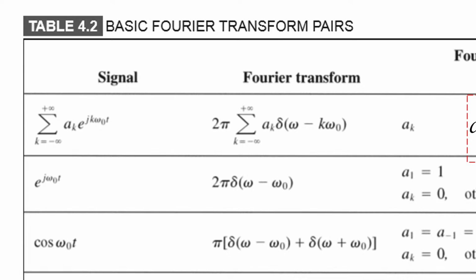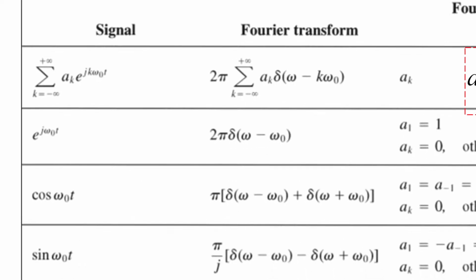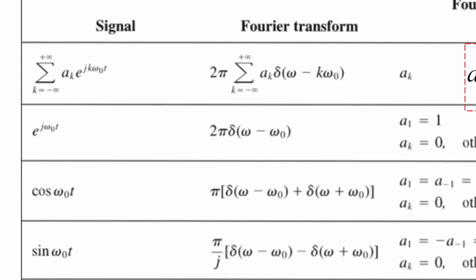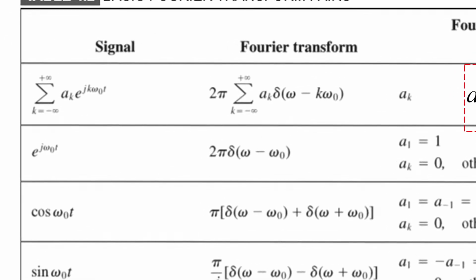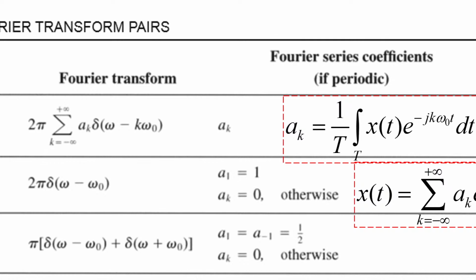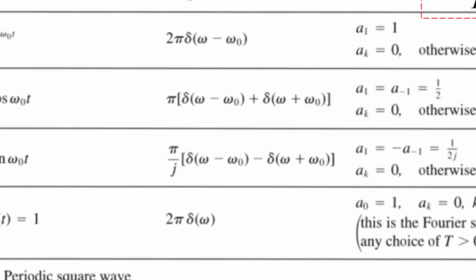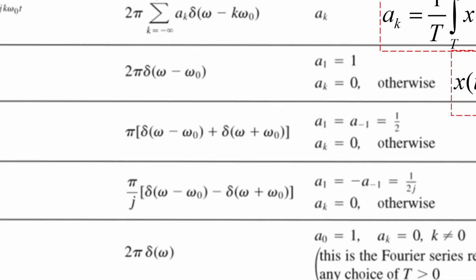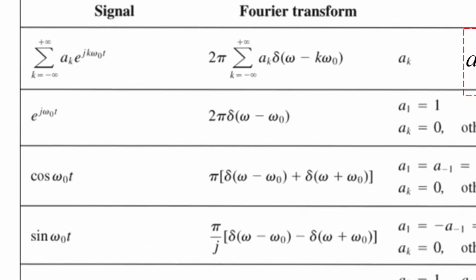This is the linear combination of the property just down here. So e to the jω₀t gets transformed to a delta function at ω − ω₀ with height 2π. And if you have a summation of a whole bunch of e to the jkω₀t, then you get a summation of a whole bunch of delta functions. And yes, we spent the whole section talking about this.